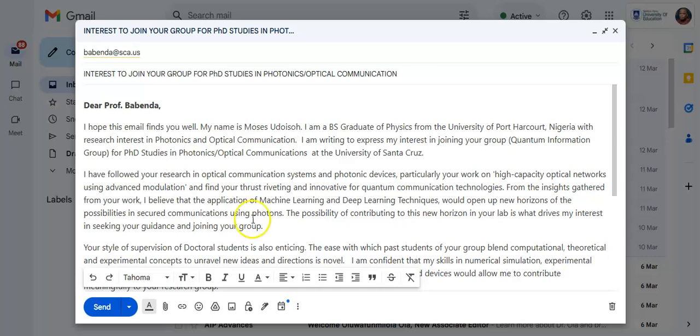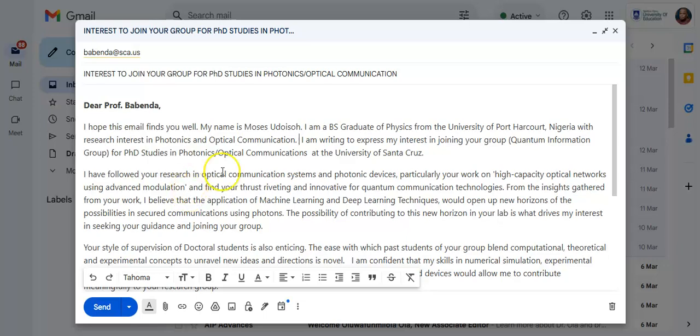In fact, anybody who reads this will want to know, oh, how do you want to apply machine learning, deep learning techniques to open up new horizons in secured communication? Everybody wants to know that. And so you have not just mentioned the professor's work. You have given an insight to the future directions of this work and how you wish to come in, how you come into this interest and what will be your contribution. This is very important. Every PI out there, every professor out there is looking for who would be able to do this in their research group.